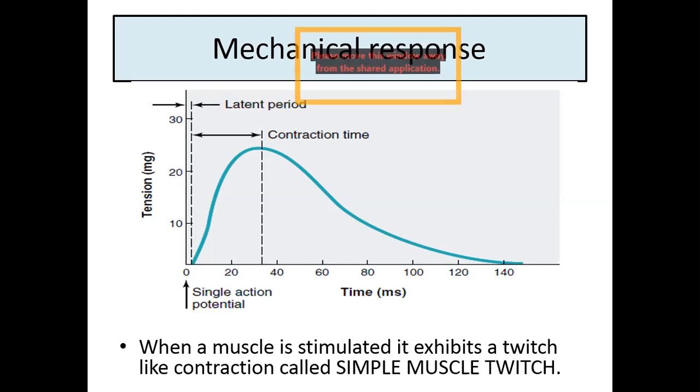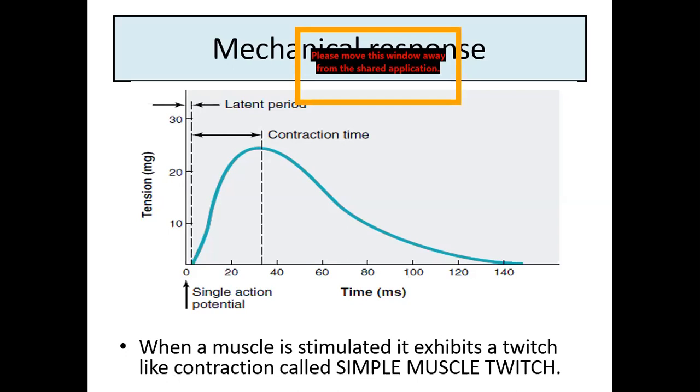Now, what you observe here is at 0 milliseconds. Okay, that is the point where the stimulus was applied. And if you observe, immediately there is no increase in the tension. So there is a gap here until the tension starts to increase. That gap is called the latent period. So at 0, we have applied the stimulus, and there is a brief gap between the point of stimulus and the point where the tension starts to increase. This period is called the latent period.